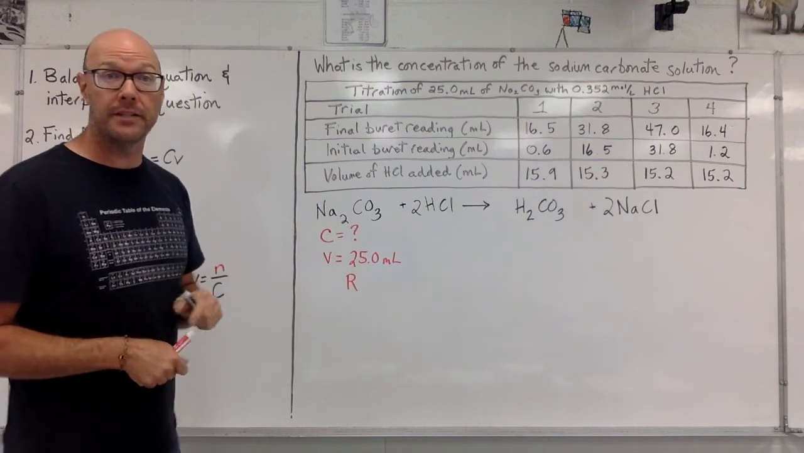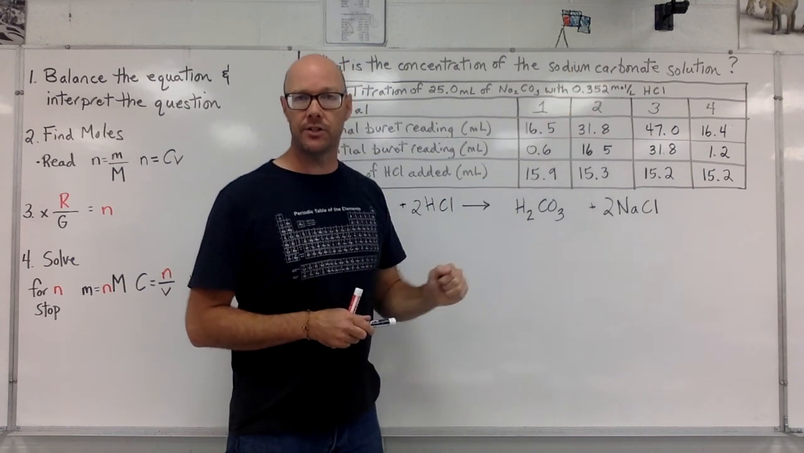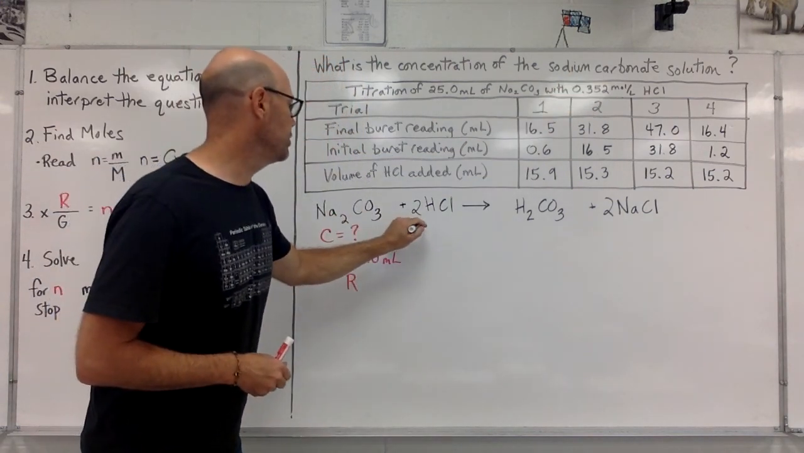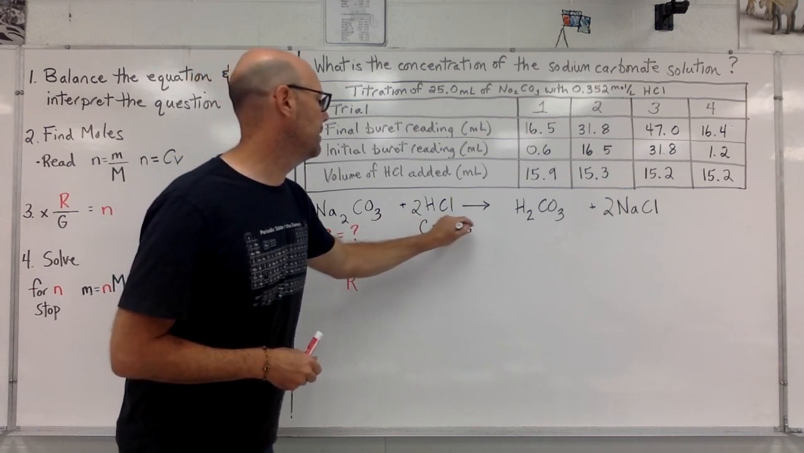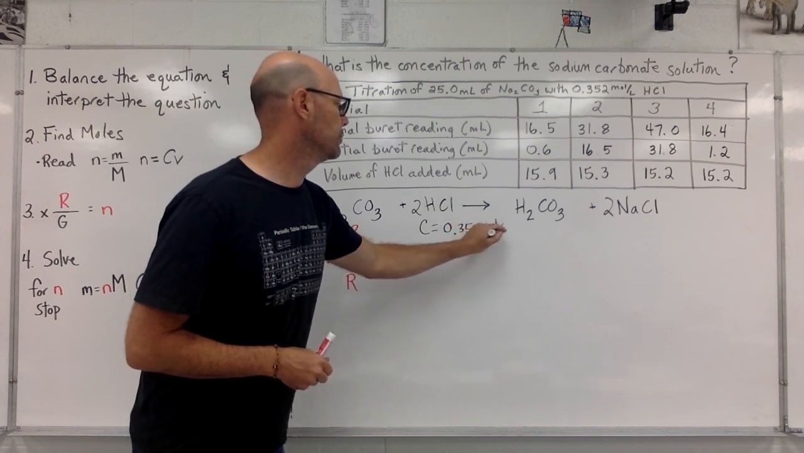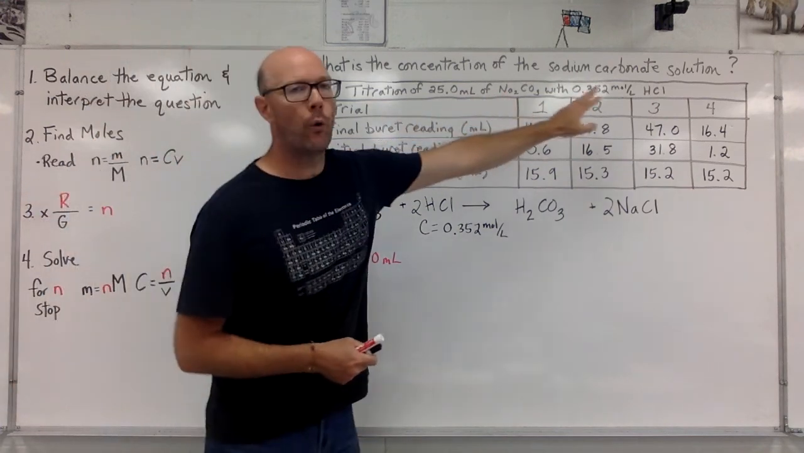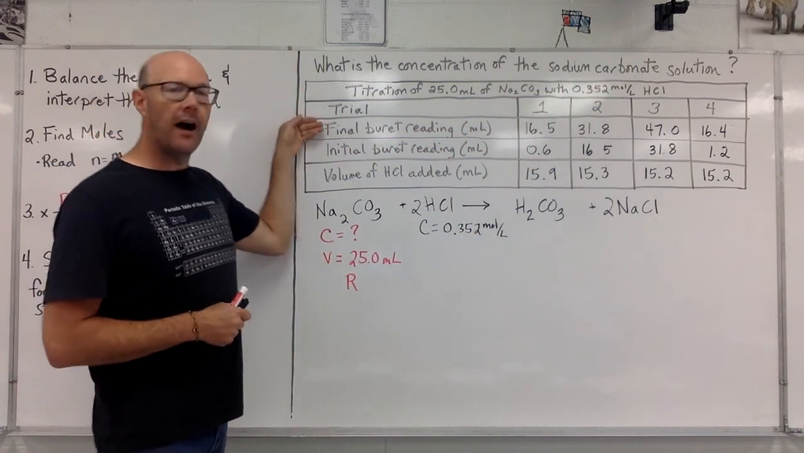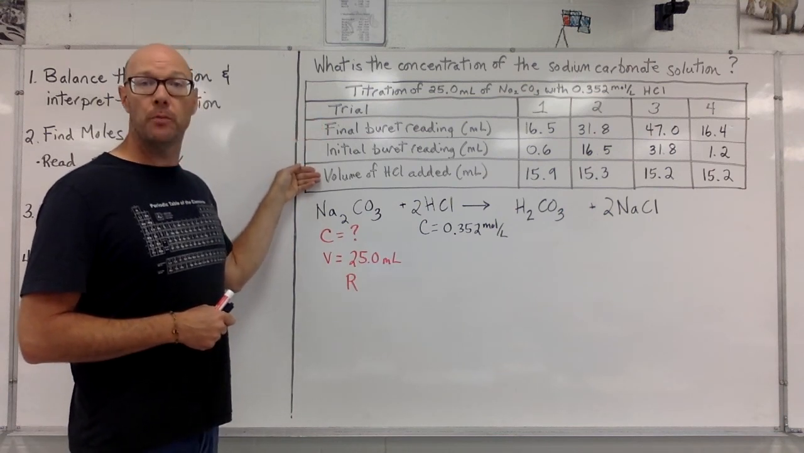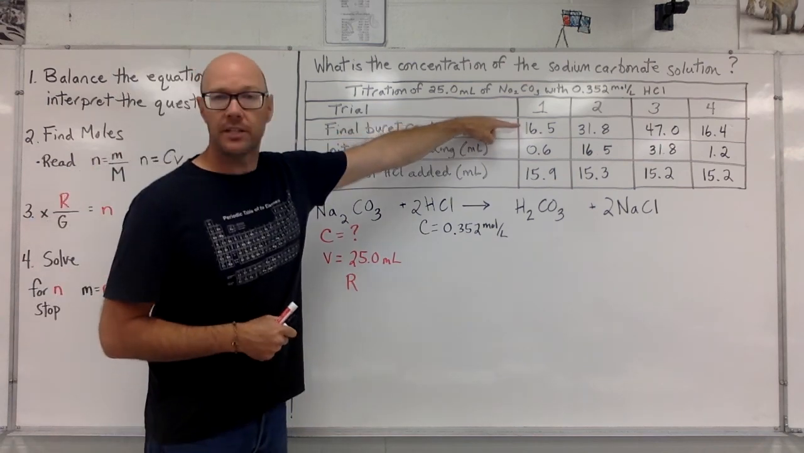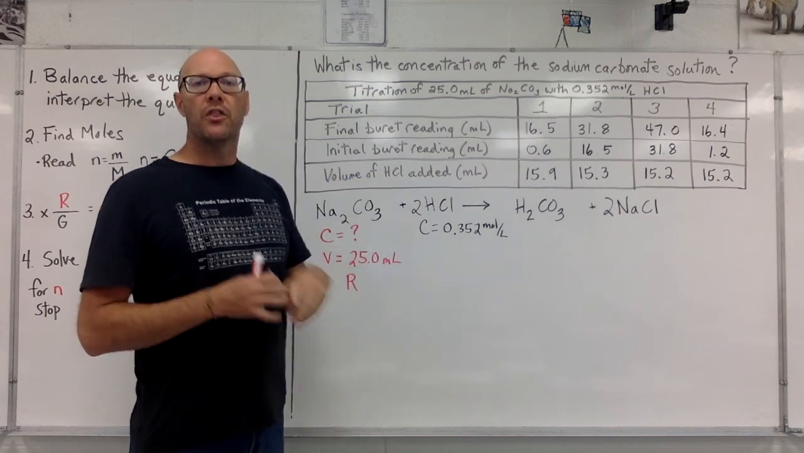If we look in the title of the table, we also have 0.352 moles per liter HCl. That's the concentration of the HCl, 0.352 moles per liter. The data table itself shows us that 4 trials were done. We had the final reading of the burette, the initial reading of the burette, and the volume added. If we did 16.5, subtract 0.6, we have 15.9. So that's already set up.